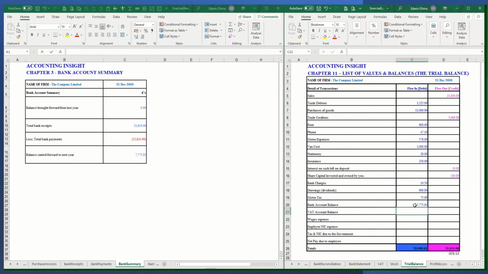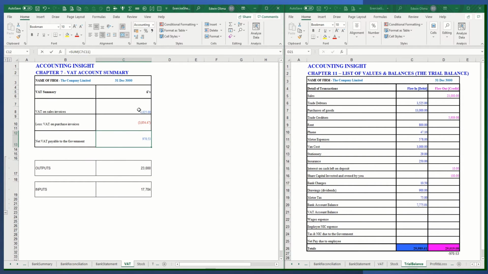Obviously, if you are overdrawn, it will be a credit balance, i.e. you owe the bank money. And the next one is our VAT account. So our VAT account, if you remember, we go here. We said we actually owed money to the government of £970, so that would be a credit.